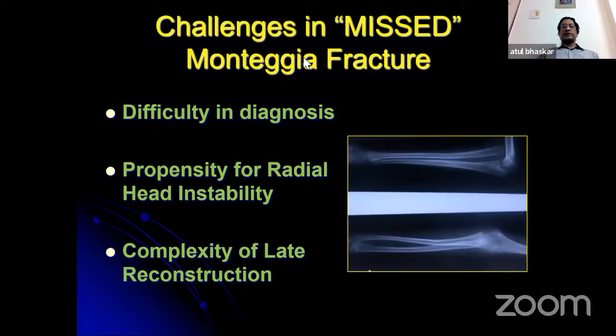So what are the main challenges in these? One is the diagnosis and difficulty. I don't think this is difficult. It is just sheer negligence, I think. The head can be unstable with any ulnar injury. So if the ulnar injury is length unstable, especially if there's shortening or angulation, the head can come out. The main challenges are for reconstruction.